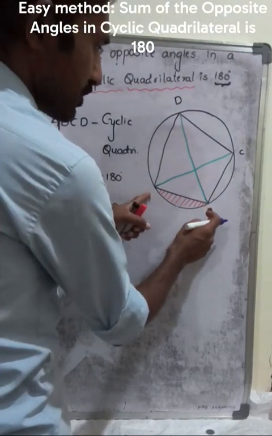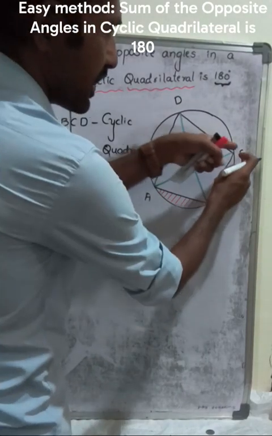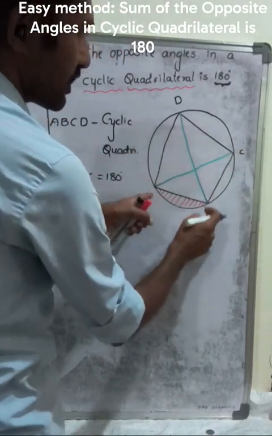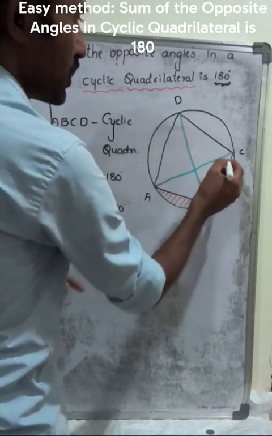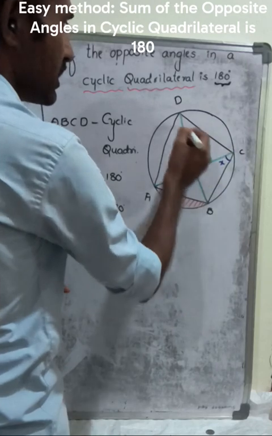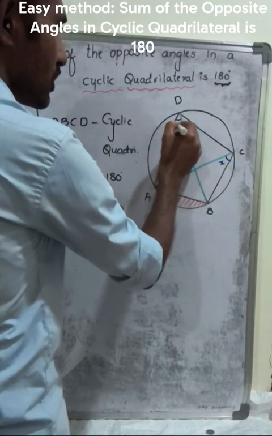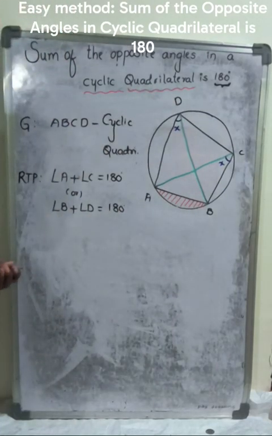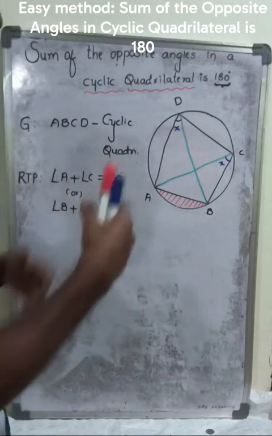Okay, so this is the same segment which is making the angle at C, the same segment which is also making the angle at D. So these two are going to be the same. For example, if the angle here is X, then here also it is going to make X. Okay, so this is how I would like to start it. Let me explain.